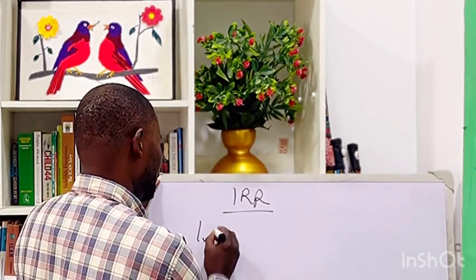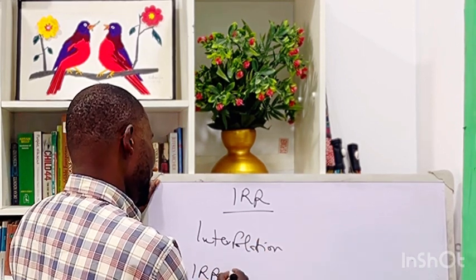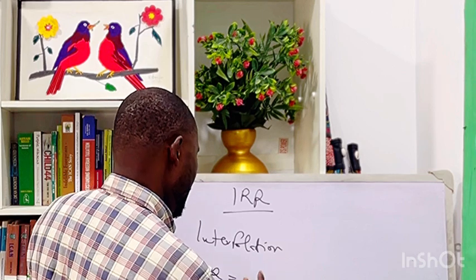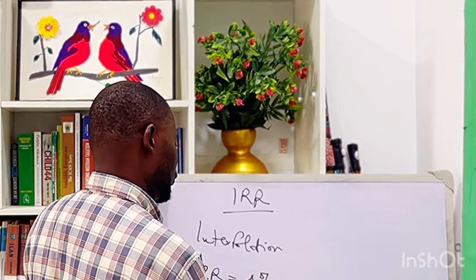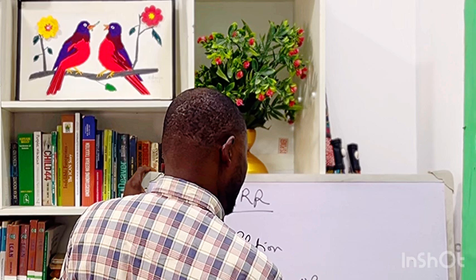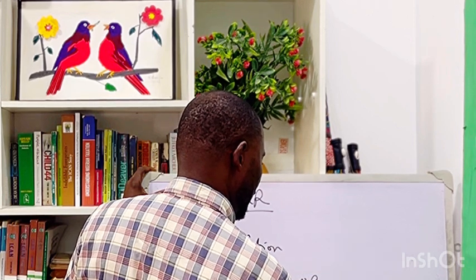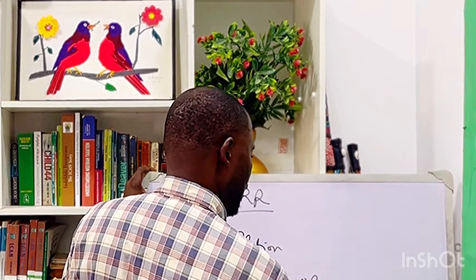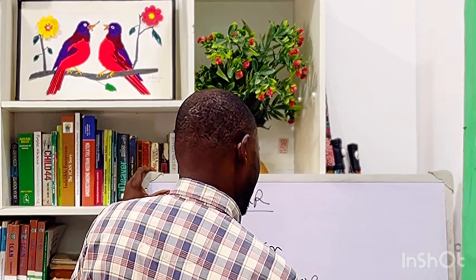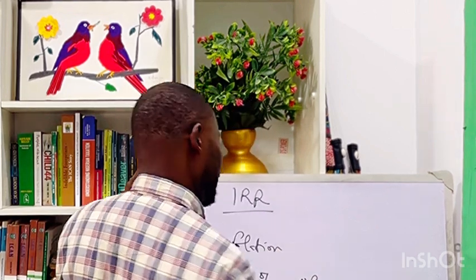Now, interpolation. We'll say the IRR is equal to, let's do it this way, let's call it the A%, plus NPV A, all over NPV A minus NPV B, and then multiplied by B minus A, so this is B% and A%. This is how we interpolate.